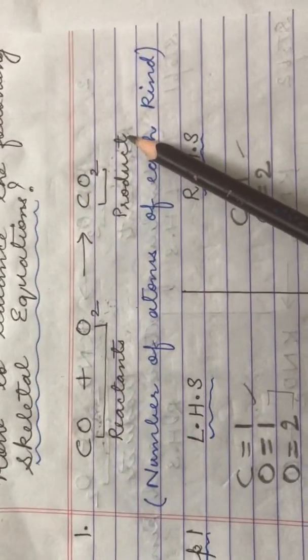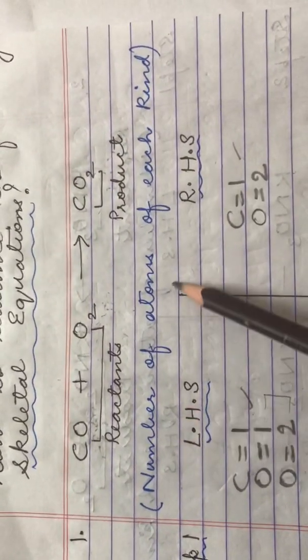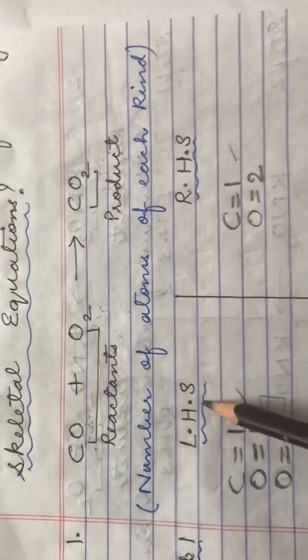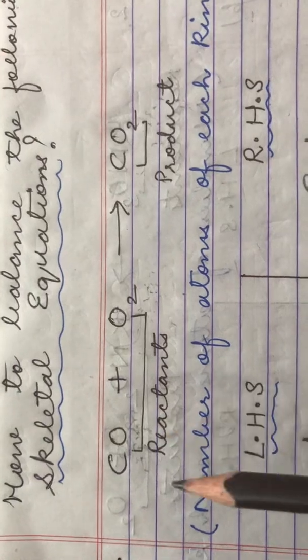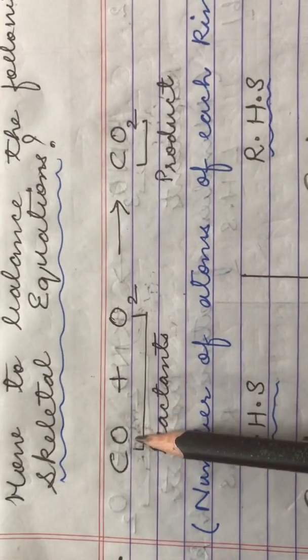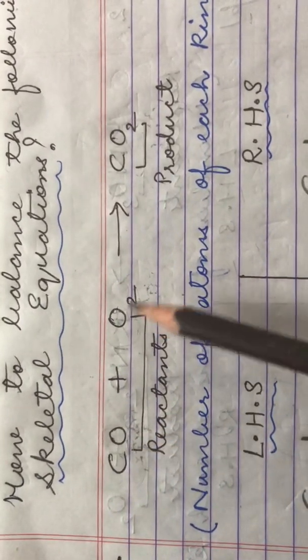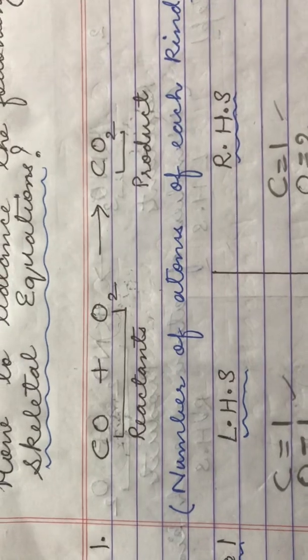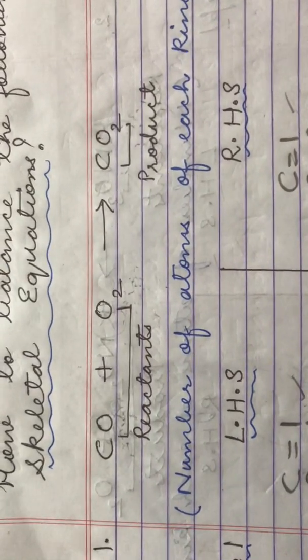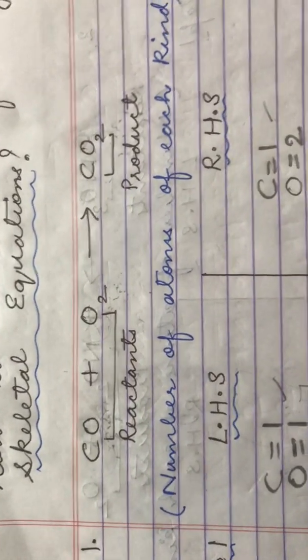Now to start with balancing, we first need to write the number of atoms of each kind on the left hand side and on the right hand side. On the left hand side, as we can clearly see, we have carbon and oxygen atoms, and even on the right hand side we have carbon and oxygen atoms. The only difference is that in this particular equation we have oxygen coming at two different places on the left hand side. In such an equation we should always write each and every atom separately so that our equation becomes very easy for us to solve.